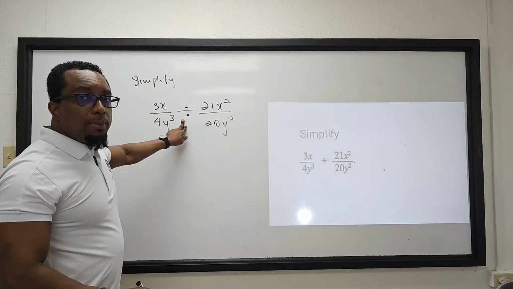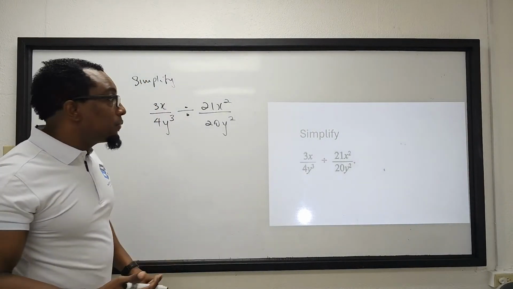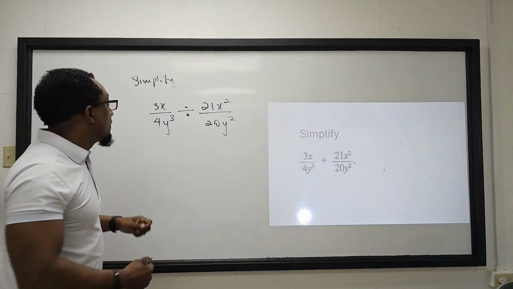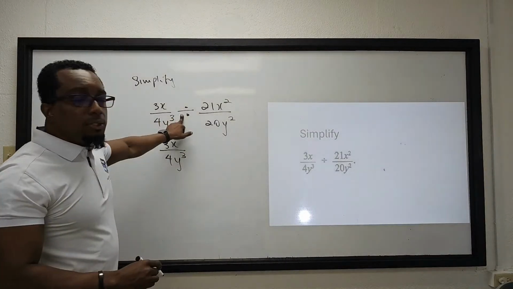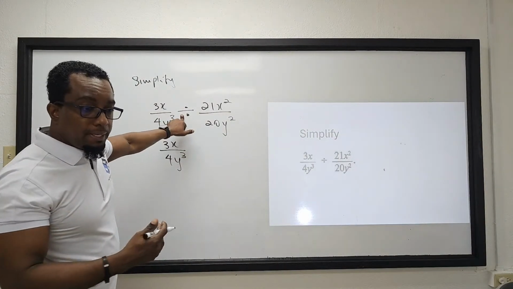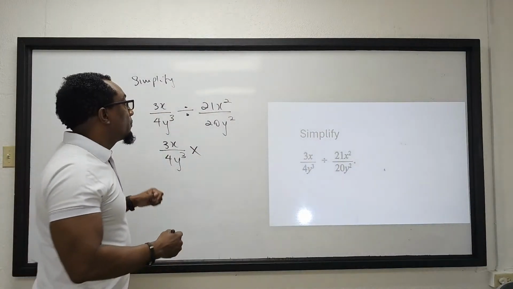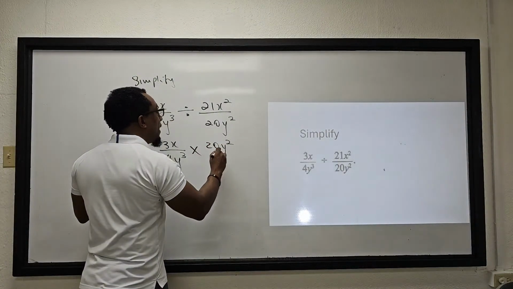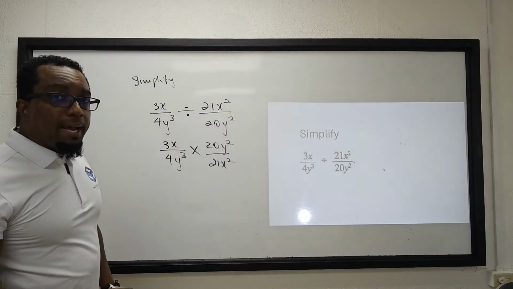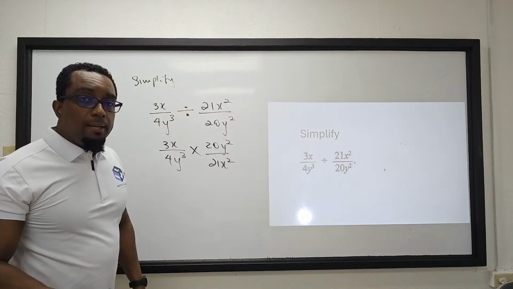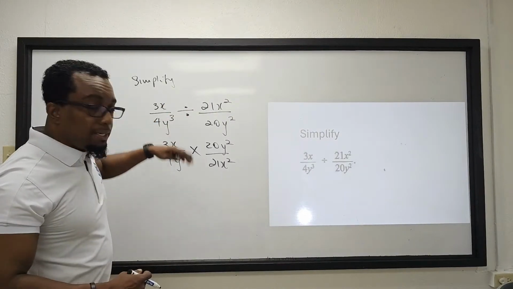When we're dividing, we go from our knowledge of division of fractions, we keep the first fraction as is, 3x over 4y cubed. You change your division sign to a multiplication sign. And you invert the second fraction, which we write as 20y squared over 21x squared. And what we can do, we can apply multiplication and division here of indices or laws. So you can see the question in this format.